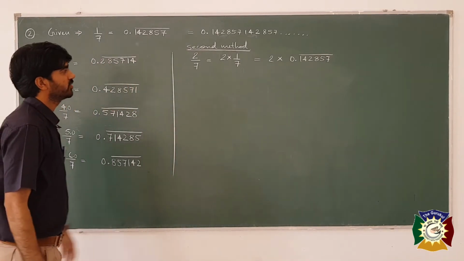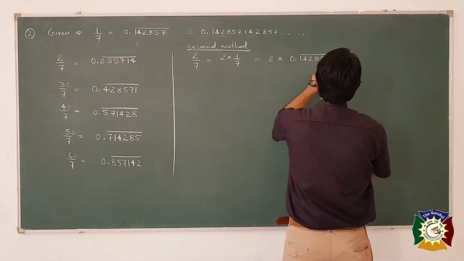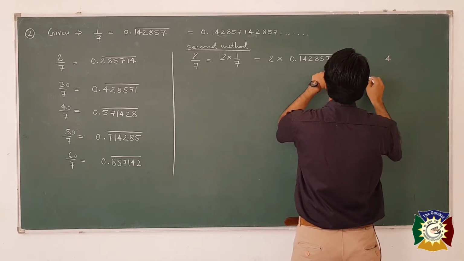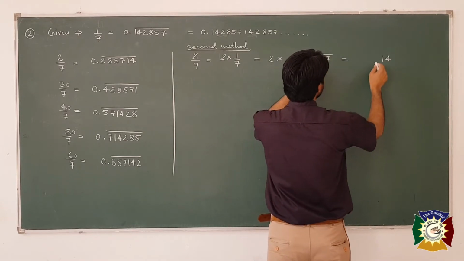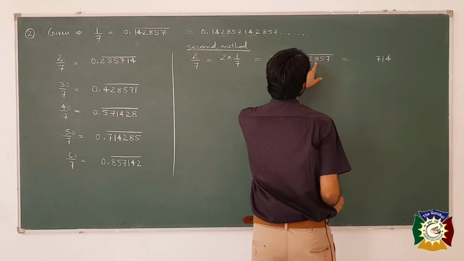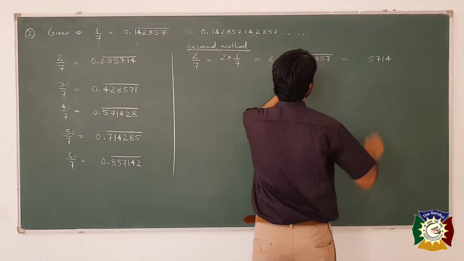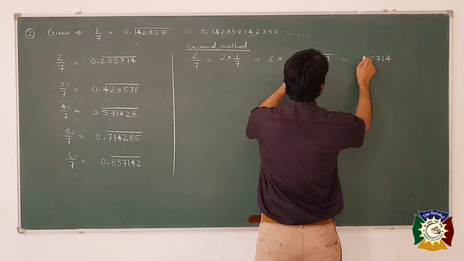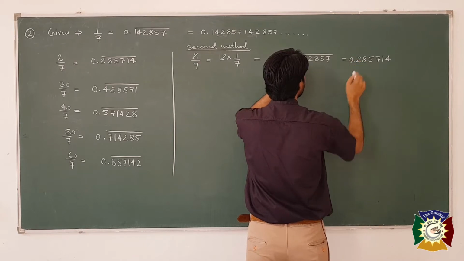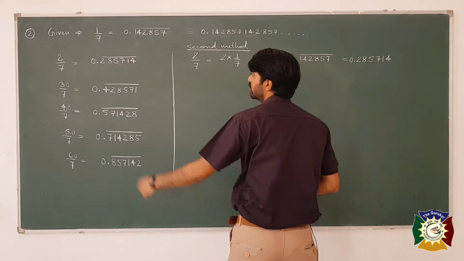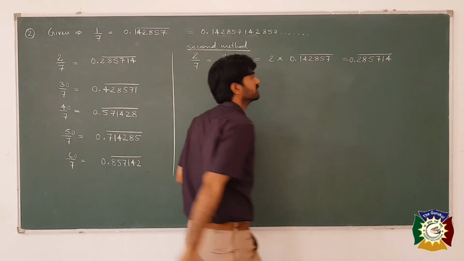Okay. Now if I multiply this by 2, I get: 2 sevens are 14, carry 1; 5 twos are 10, plus 1 is 11, carry 1; 2 sixes are 12, plus 1 is 13... 2 fours are 8, 2 ones are 2, so 0.285714, 285714, with a bar on this.